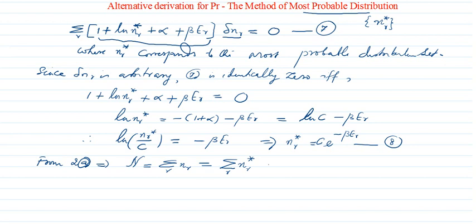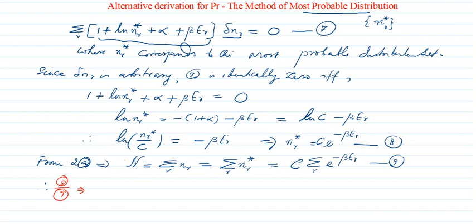Can you use equation number 8 here? So I'm using equation number 8 here. Instead of nr star, I will be substituting c e raised to minus beta er. C is a constant, so I'm taking c outside. So c into the sum over r of e raised to minus beta er. Let me call this equation number 9, right? Now let me take equation number 8 by equation number 9, because that makes some sense. You'll see that.